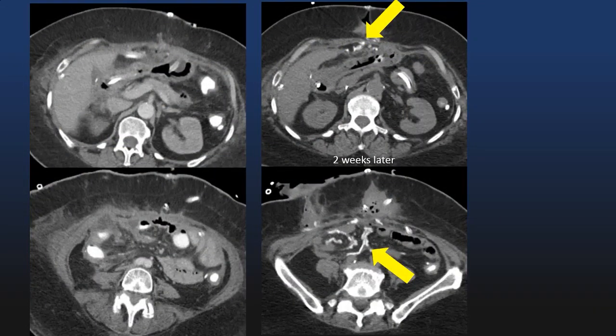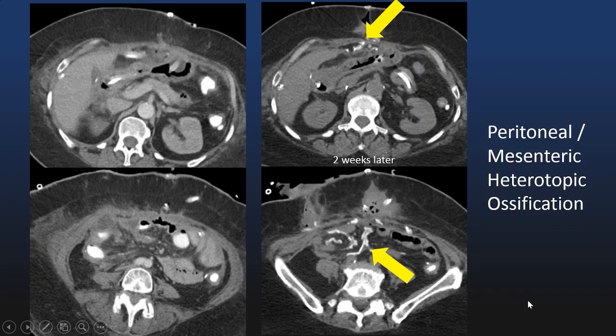Here's another patient with peritoneal calcification as the clue to their diagnosis. They're recently post-operative. Notice that on this initial study, there is some mild infiltration of the mesenteric and peritoneal fat, but no calcification. However, 2 weeks later, we can see faint calcifications developing in the subxiphoid peritoneal fat and omentum, as well as within the leaves of the mesentery. And this was development of peritoneal and mesenteric heterotopic ossification.